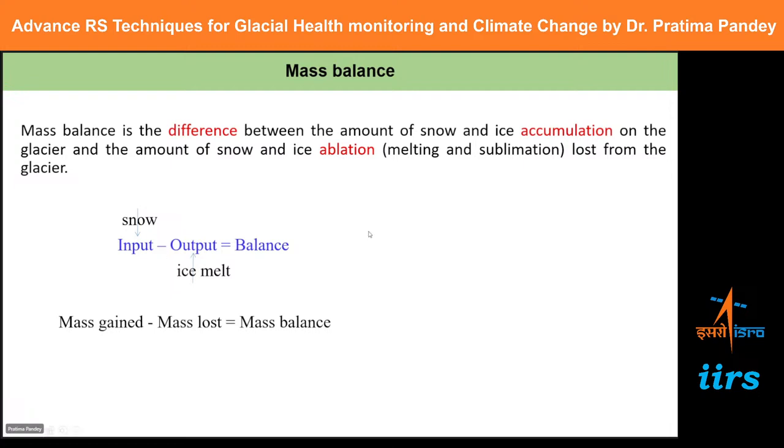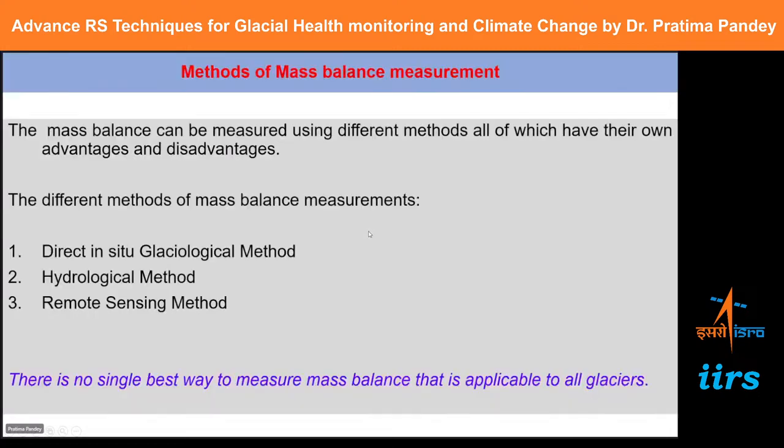This mass balance can be measured by going to the field and doing in situ measurement, or by the hydrological method, or by the remote sensing method. Going to the field and doing direct study is very difficult because most of the glaciers in the Himalaya are located in highly inaccessible areas. So trekking to the glacier and then doing the study is a very difficult task.